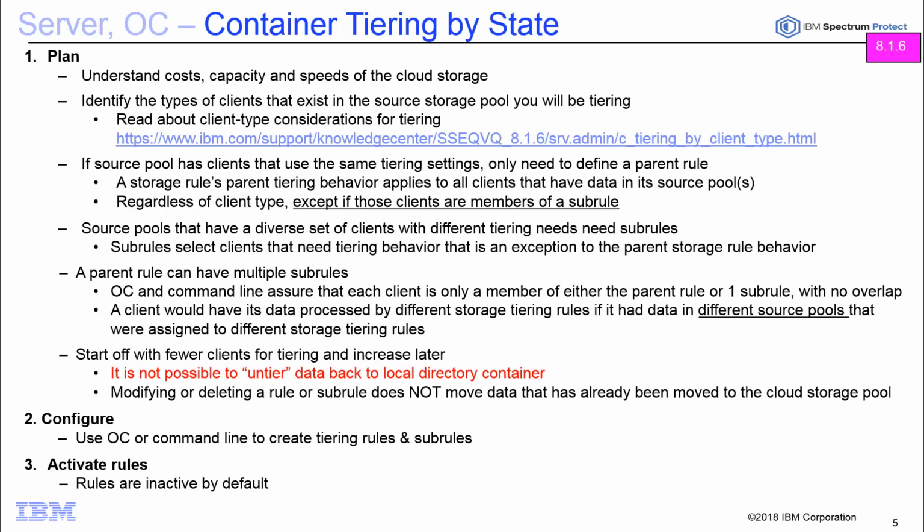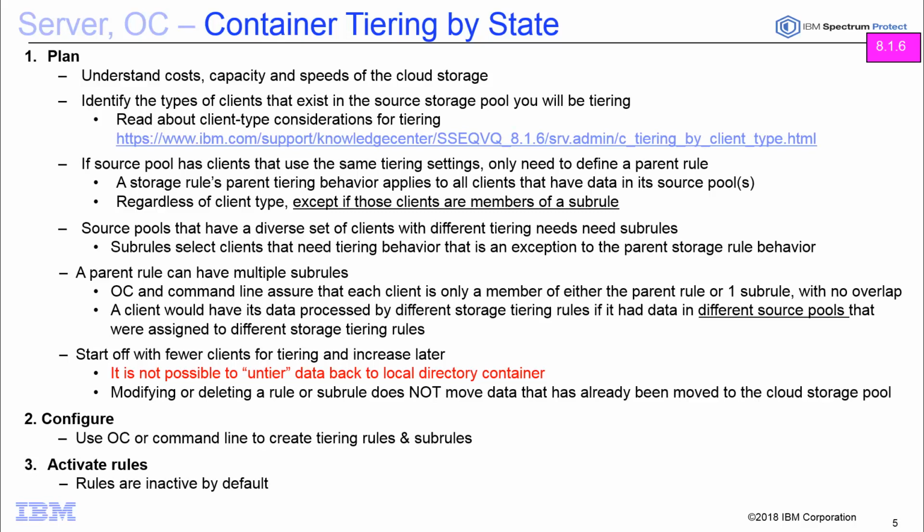Before you set up a parent rule with subrules, you want to sit down and plan out what your hierarchy of rules is going to look like. The first piece is to understand the cost and capacity of your cloud storage and which type of data you might even consider putting out on cloud storage, based upon the amount of money you'll have to pay and the recovery time it'll take to bring that data back off of the cloud into your environment.